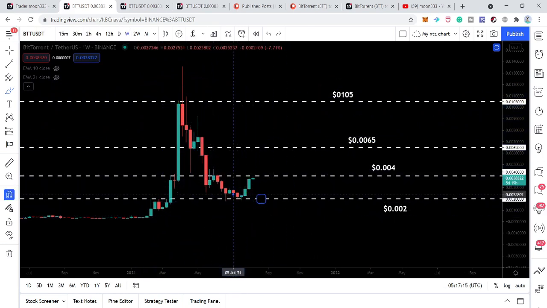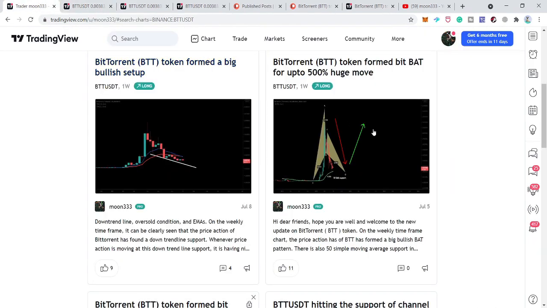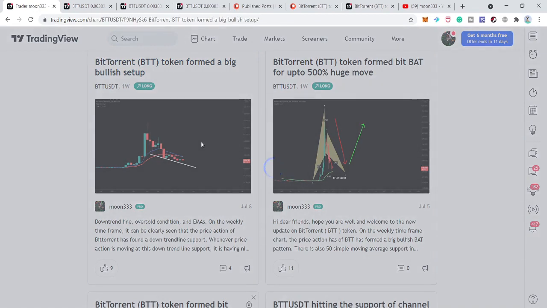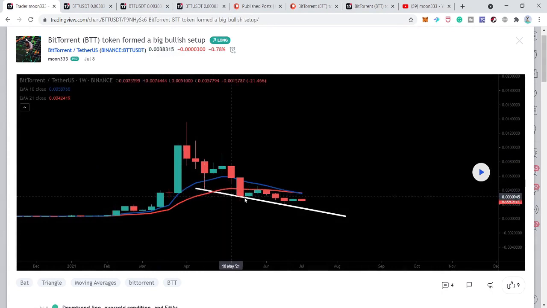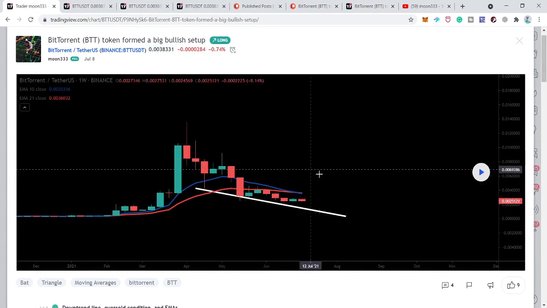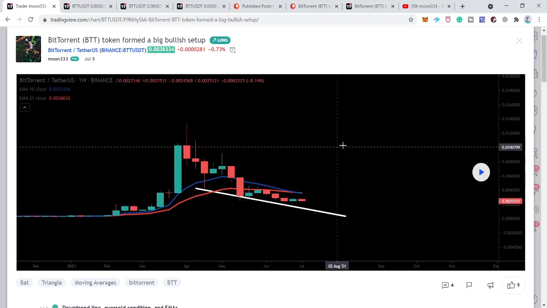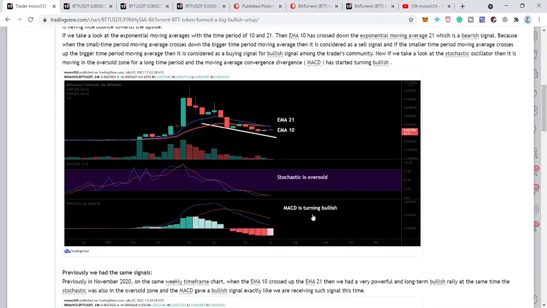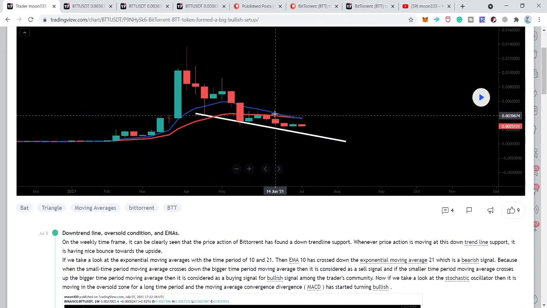Now, if we take a look at another support level that I showed you in my previous video, and this was an article that I shared at the TradingView, and you can see at that time we were having another down trendline support as well, and we were moving under the exponential moving average 10 and 21. And in my previous video I also told you that the MACD is turning bullish and the stochastic is oversold. Therefore, we can have a very nice bounce, and this time we can break out this EMA 21.